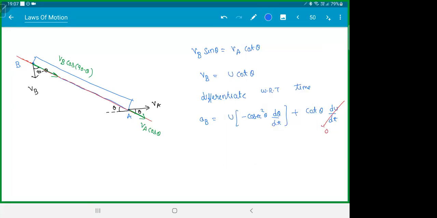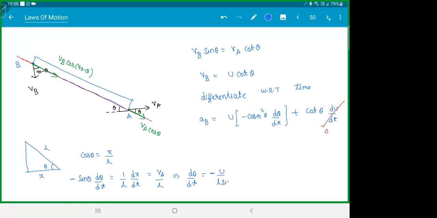I need to find d theta by dt. How do I get that? This is theta, this is length L, this is x. So cos theta is equal to x by L. Differentiate: minus sin theta d theta by dt is equal to 1 by L dx by dt. X is changing because of velocity of A, so that is VA by L. So we get d theta by dt is equal to minus u by L sin theta.